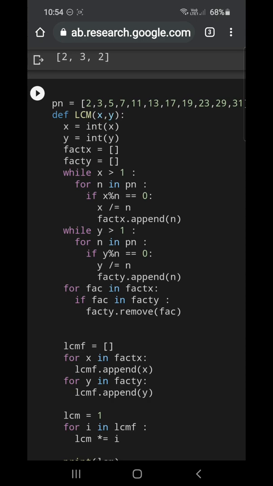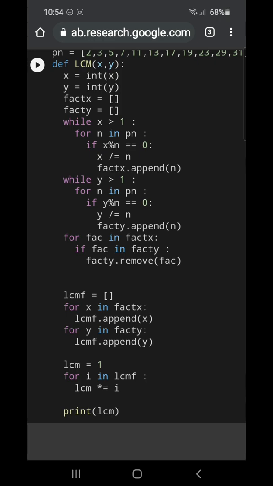The only difference is that in the previous example we found the factors of only one number, and here we are finding the factors of two numbers, because we have to find the LCM. So LCM is obviously of two numbers. And now afterwards we will start with for FAC. So we got two lists, fact x and fact y. Fact x is the factors of x, and fact y are the factors of y.